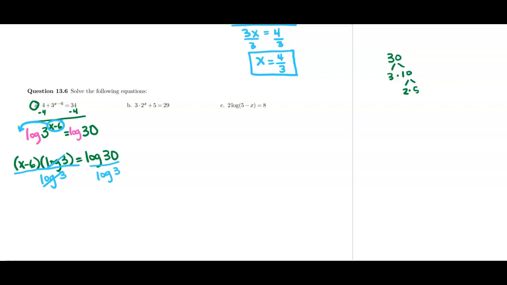Okay, so then we have x minus 6, that's all that's left on the left-hand side, equals log of 30 divided by log of 3. Now I want you to put in your calculator: log of 30 divided by log of 3.